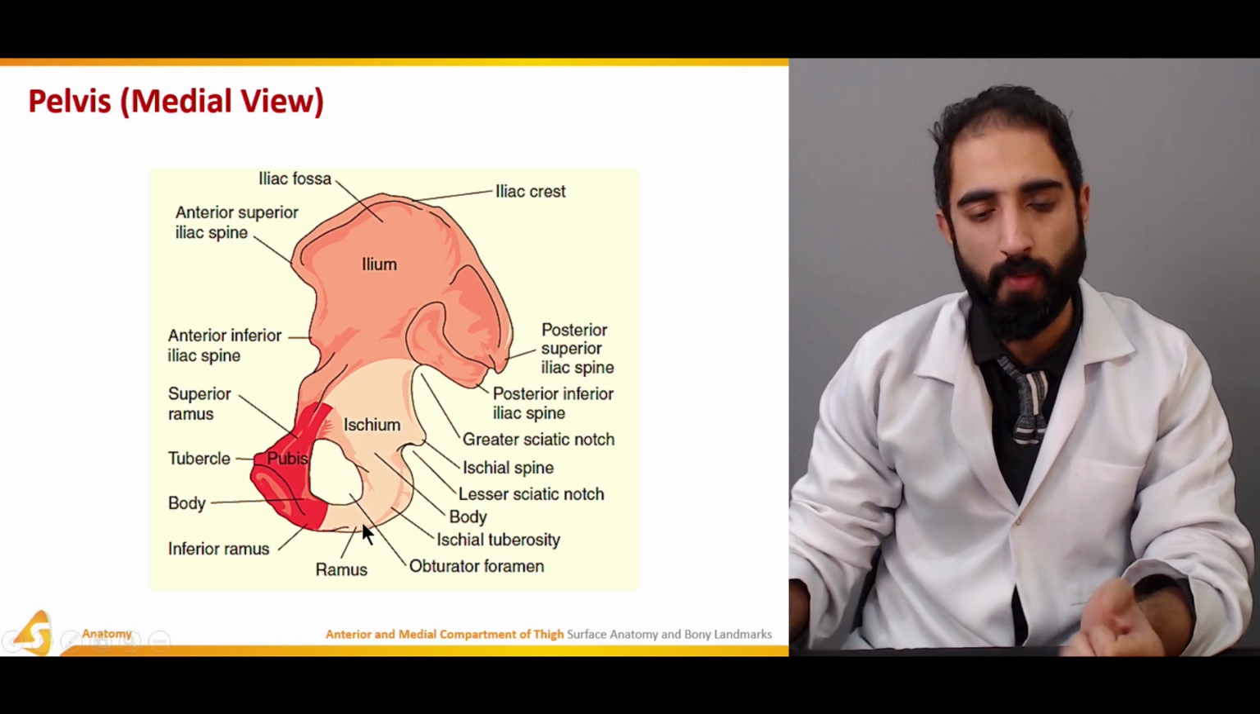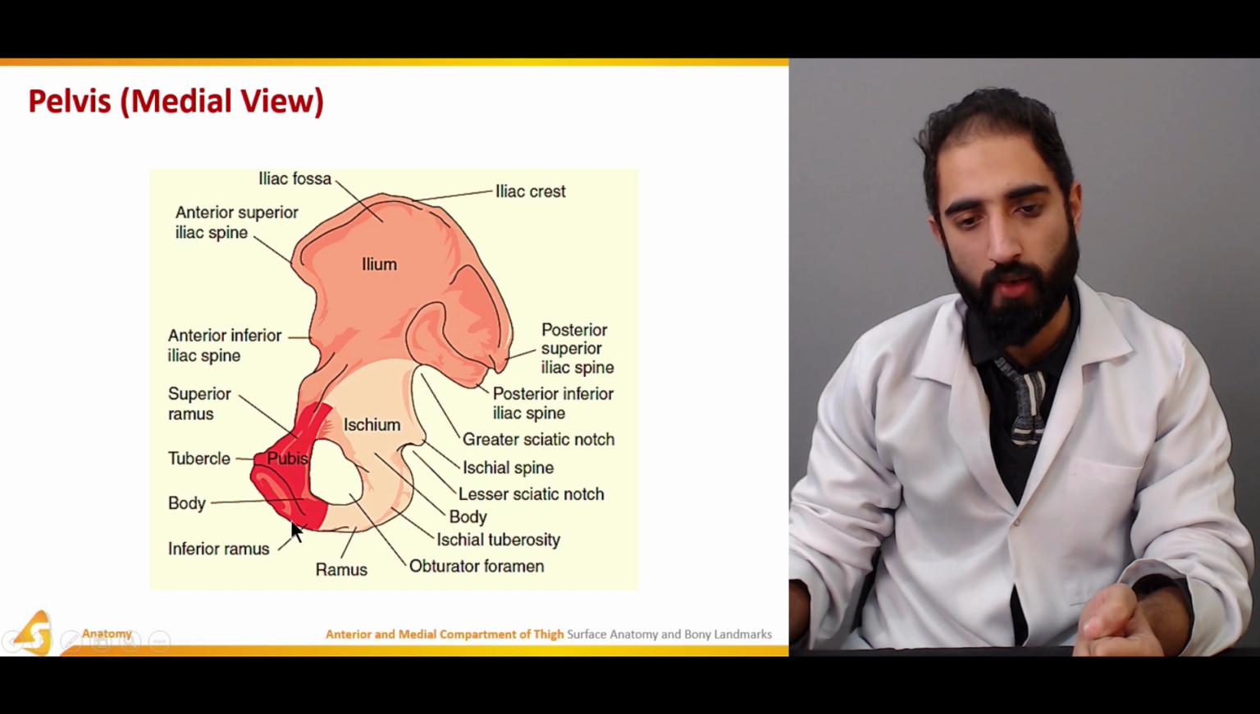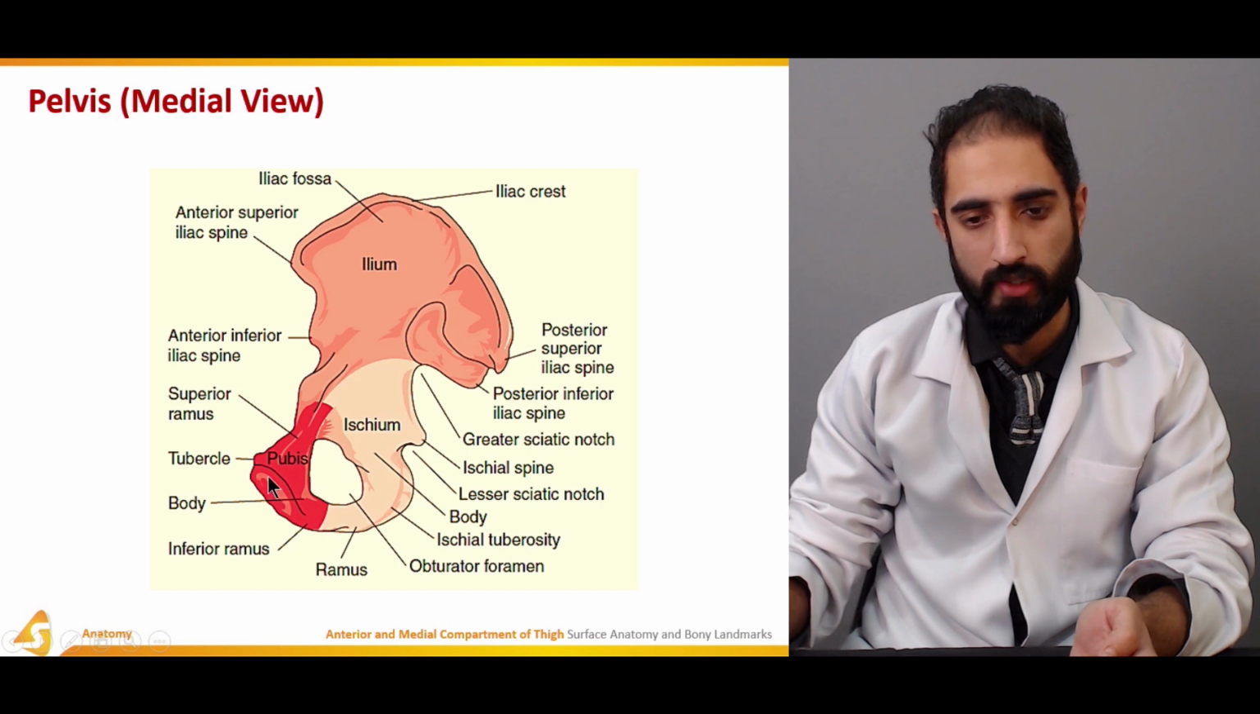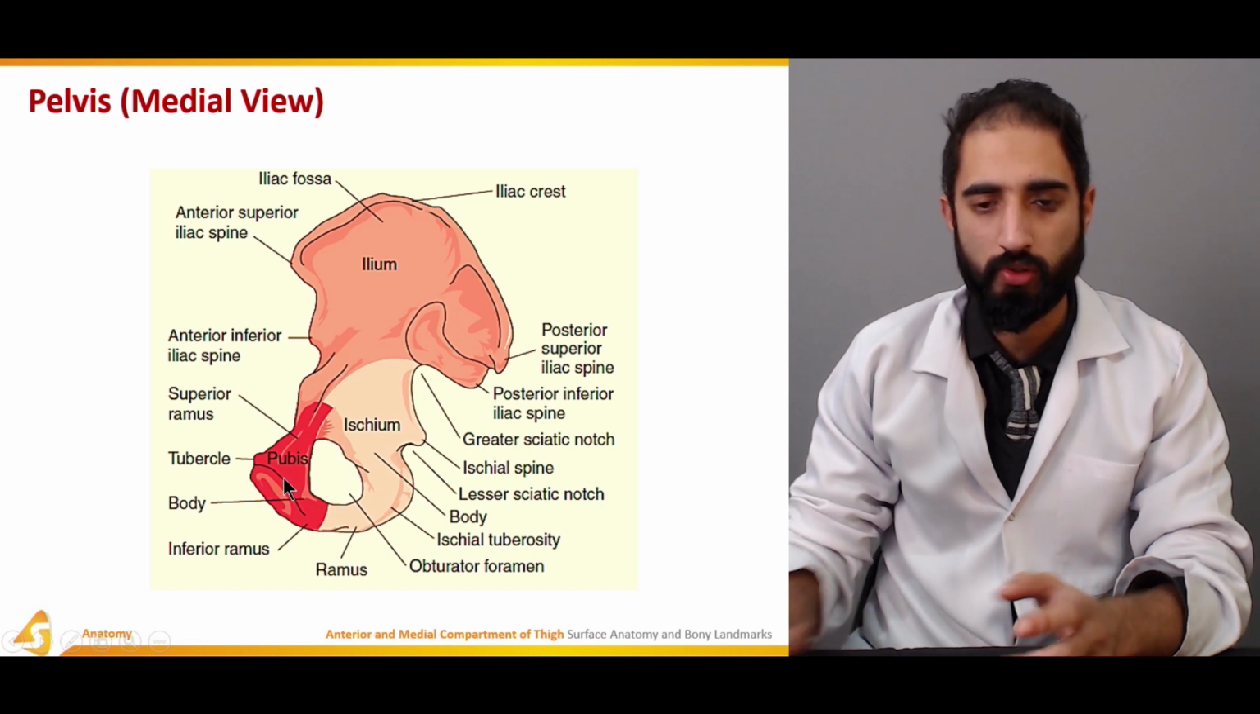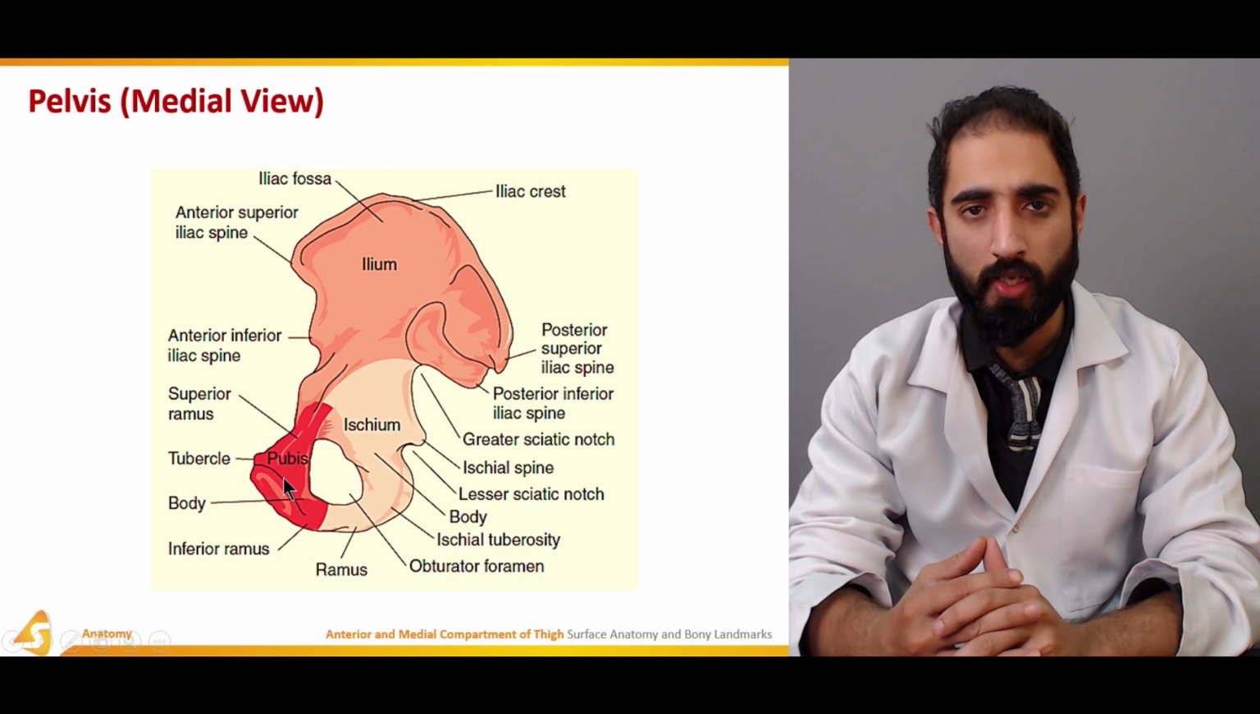And once again, we have the ramus of the ischium, and the two rami of the pubis, which are located anteriorly. And here we have the pubic tubercle, and this once again is the body of the pubis, the superior ramus and inferior ramus, and this is the whole of the pubis. So that's pretty much about the innominate bone.